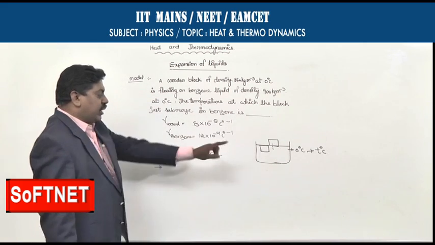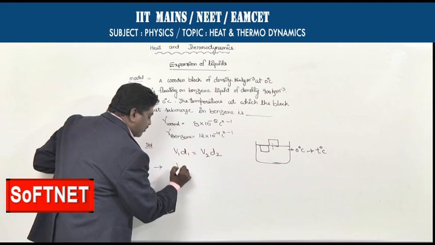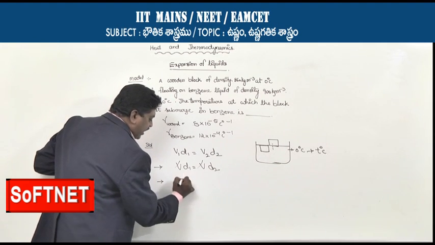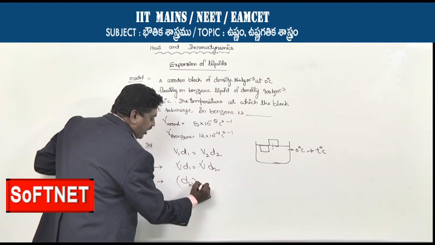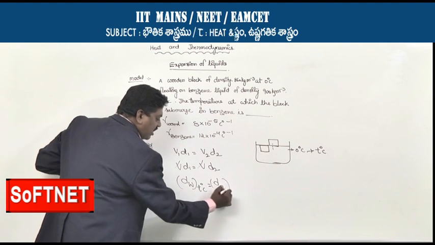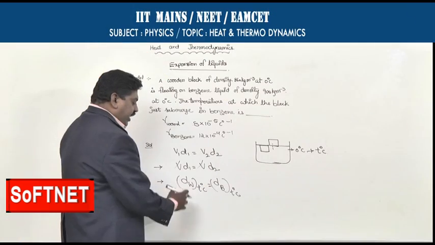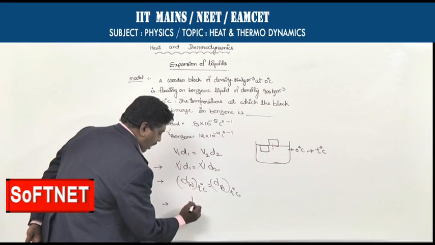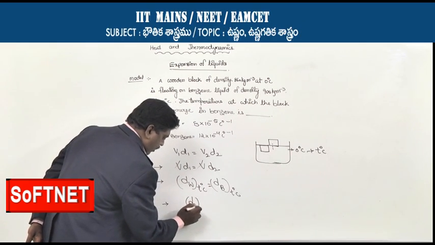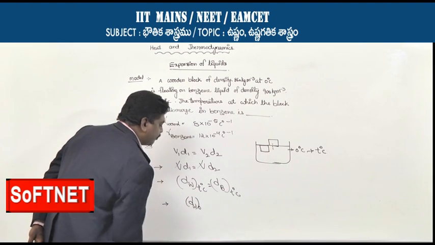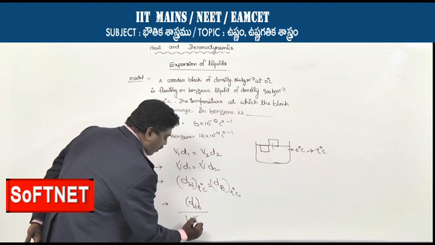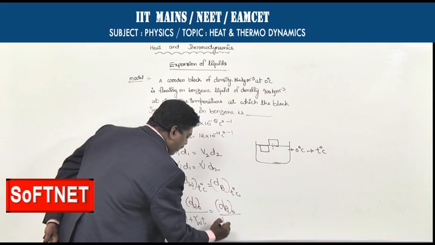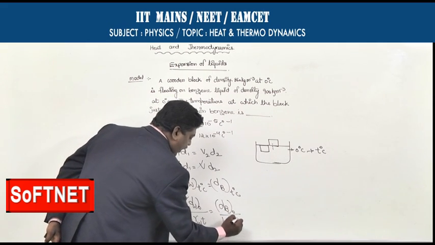When the body is just suspended, we can write it as V D1 equals V D2. So V gets cancelled off. Here the density of wood at T degrees Celsius is equal to the density of benzene at T degrees Celsius. Now d_W at T degrees Celsius can be written as d_W0 by 1 plus γ_W T, which is equal to d_B0 by 1 plus γ_B T.